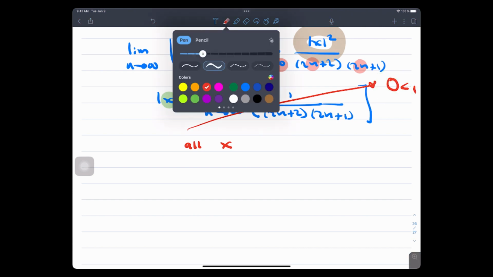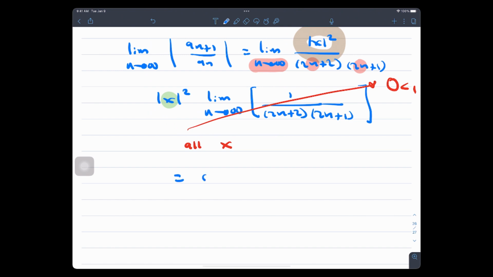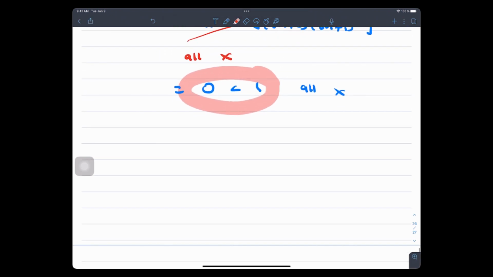Right? So this whole thing equals what? Is what I'm saying. This is 0, which is less than 1 for every x value. What does that mean by the ratio test? What does that mean? That means the series what? Converges by the ratio test.